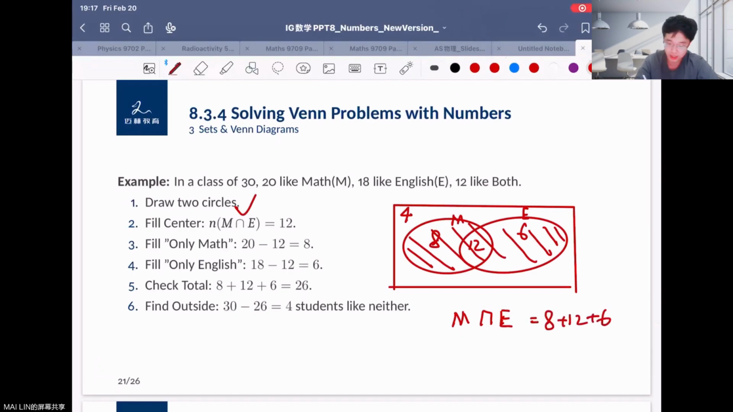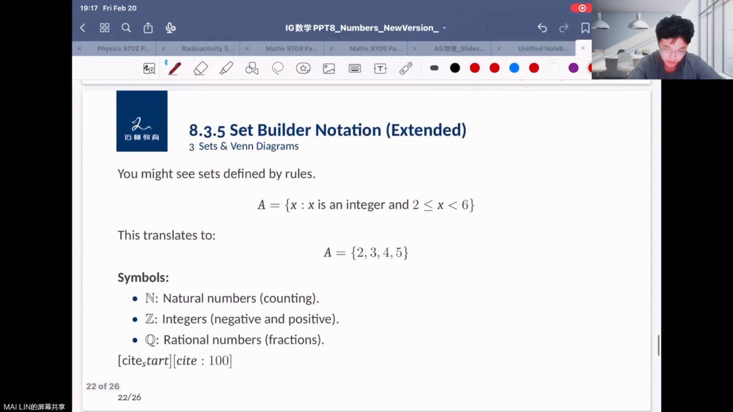And if I calculate math or English, okay, sorry, here's 12, and math or English means 8 plus 12 plus 6, right? Okay, like this way. So here's 26, okay? So I hope you can understand how to calculate for these problems, okay? Always remember to draw the graph. And you can also use set builder notation like this way, okay?